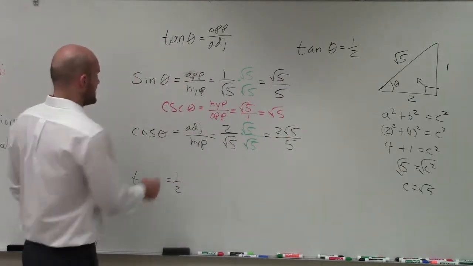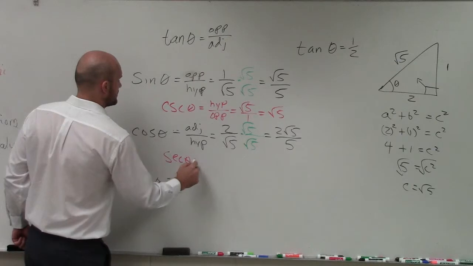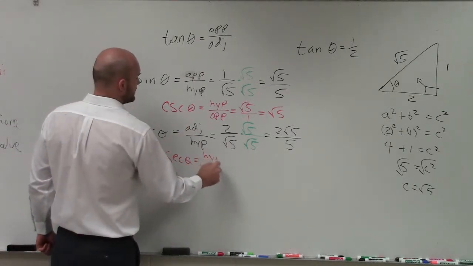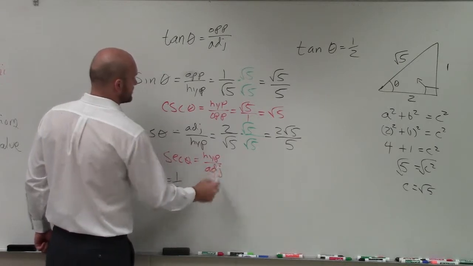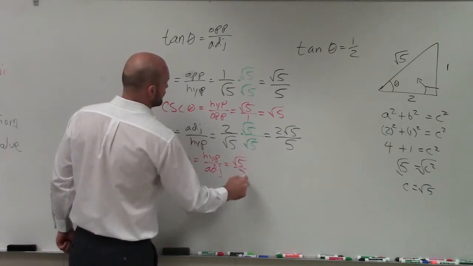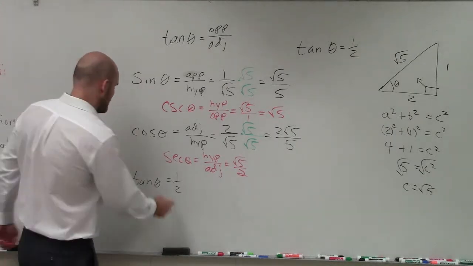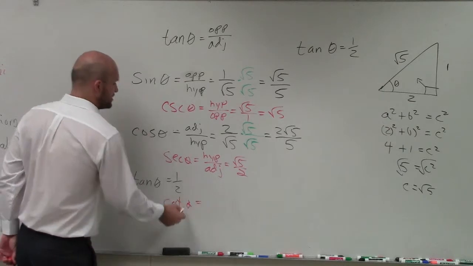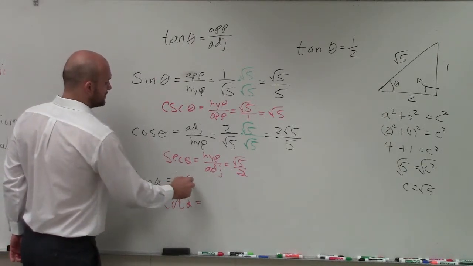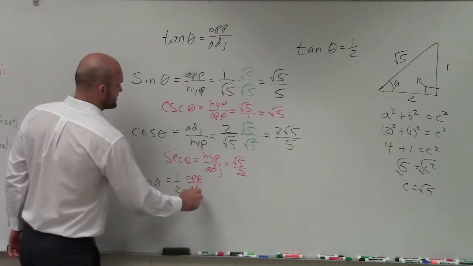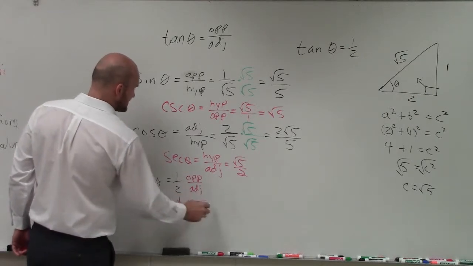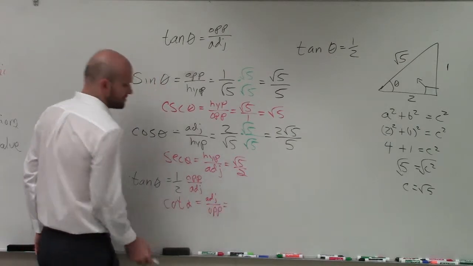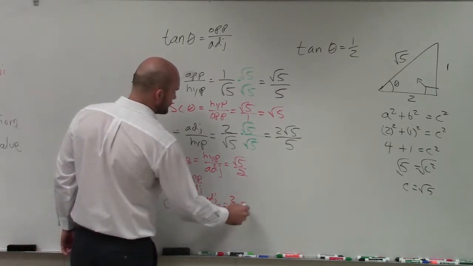The reciprocal of cosine is going to be the secant function. And therefore, if cosine is adjacent over hypotenuse, secant is going to be the hypotenuse over adjacent. So that's going to be the square root of 5 over 2, which we'll just leave at that. Then we have the cotangent, which is the reciprocal of your tangent. So that's going to represent the adjacent over the opposite, which in this one was just going to be 2 over 1, which just equals 2.